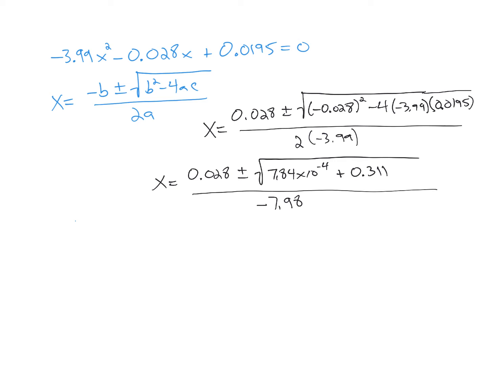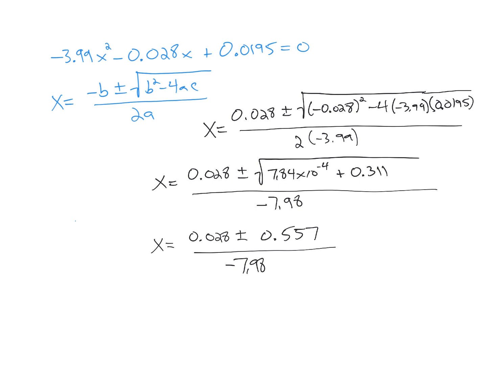And so if we go down to the next line here, now I still have the plus or minus, and when I add those two numbers and take the square root, I get 0.557 divided by still negative 7.98.